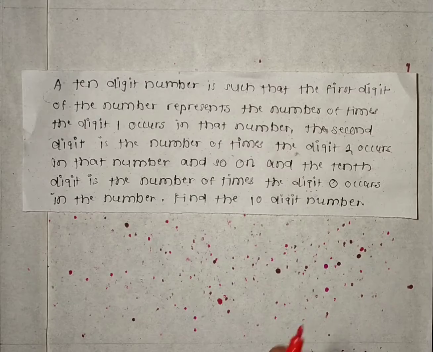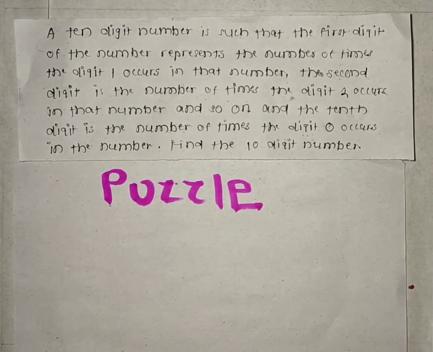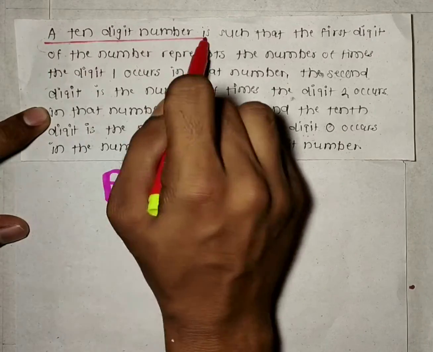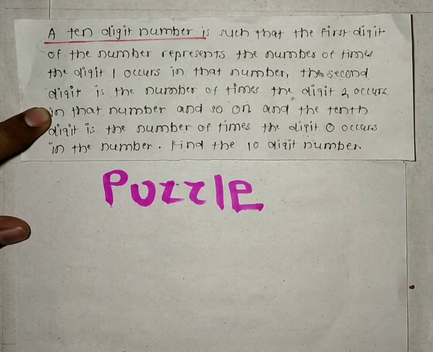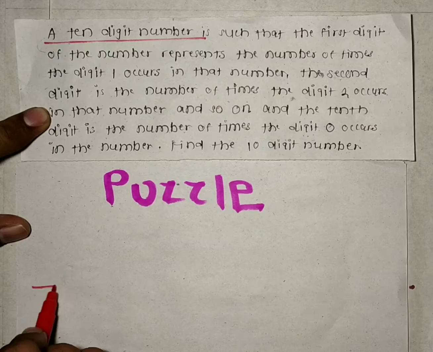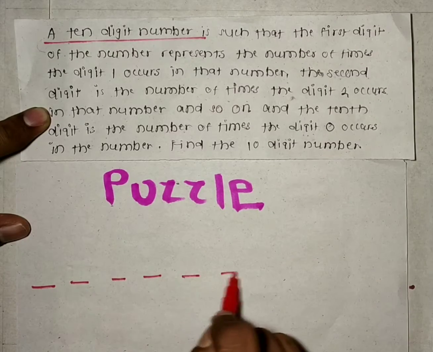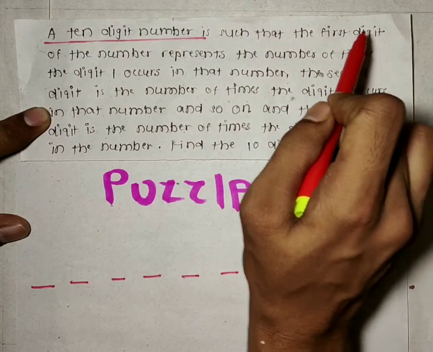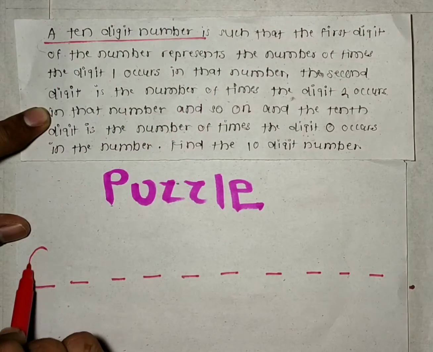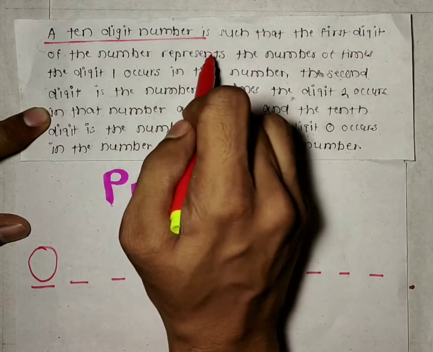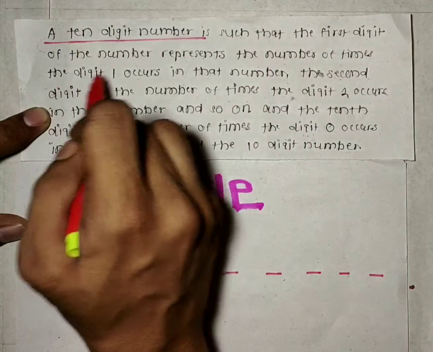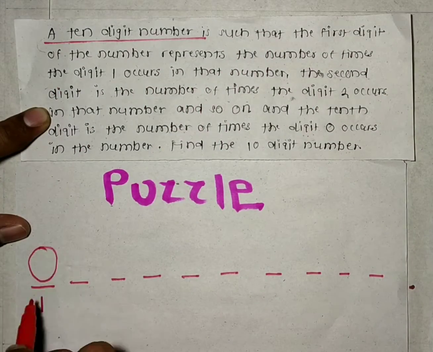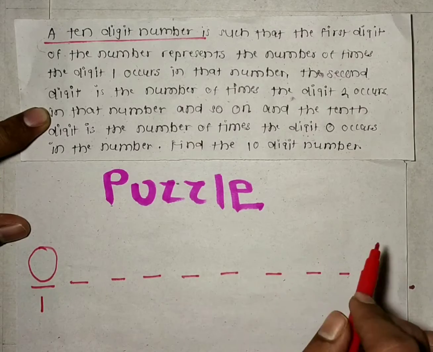Now the most important part is to understand the question, so please read it carefully. What is given here is a 10-digit number, with digit positions 1, 2, 3, 4, 5, 6, 7, 8, 9 and 10, such that the first digit of the number represents the number of times the digit 1 occurs in that number.